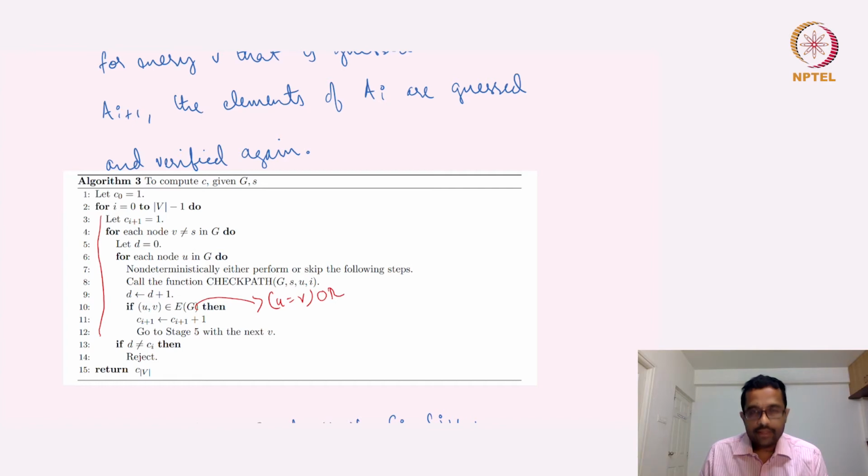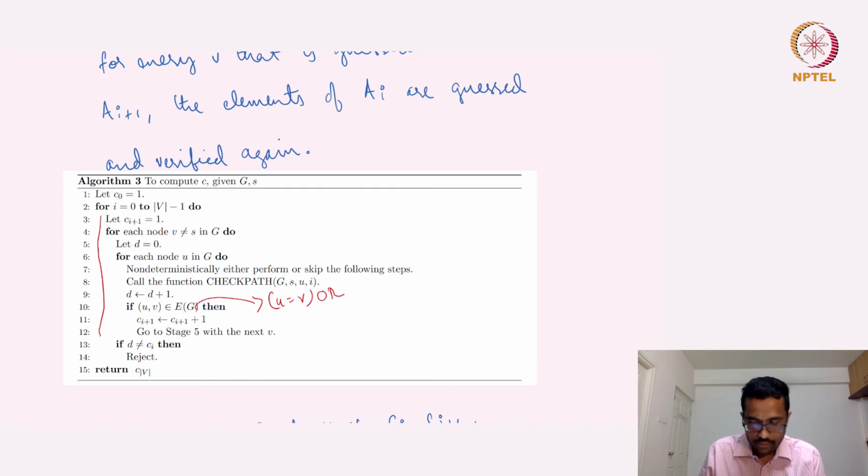So we start with C_{i+1} being equal to 1, because S is always in all these A_{i+1}. Remember, A_{i+1} is the set of all vertices reachable in i+1 steps or less, and C_{i+1} is the size of A_{i+1}. So S is always a member of A_{i+1} for all i, so we can start from 1. Now for each vertex that is not equal to S, we check whether there is a path from S to U.